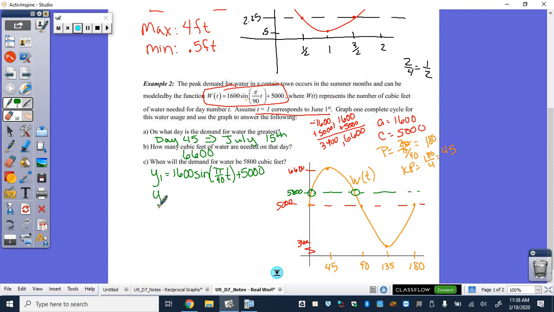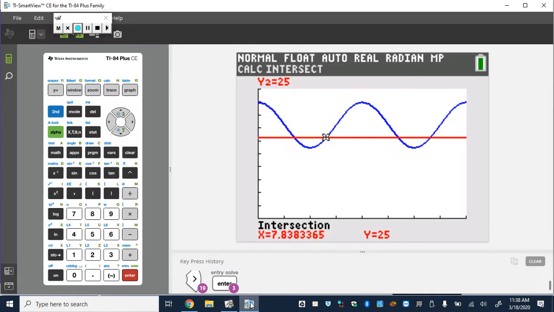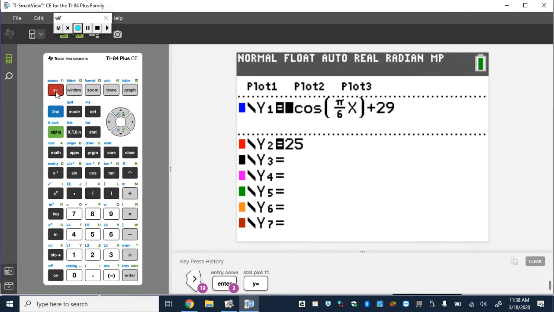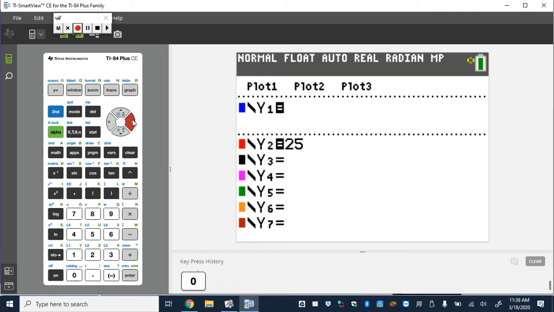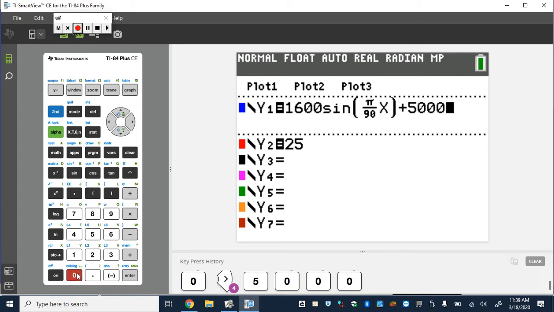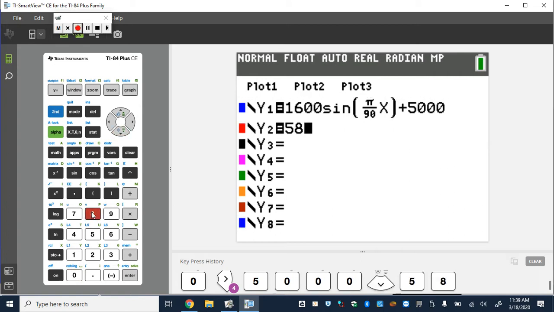And then your y2 is going to be your 5,800 like we've done before, because we're trying to figure out where they're going to intersect. So we'll go to our calculator. 1,600 sine of pi over 90 x plus 5,000. And that's going to be a 5,800.